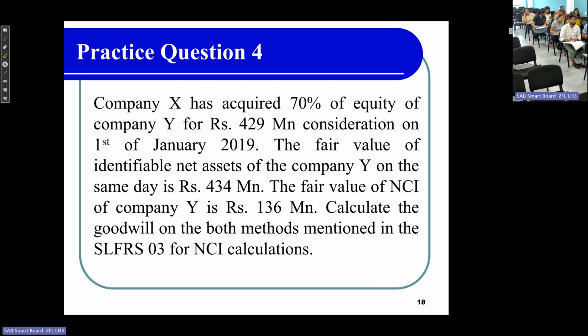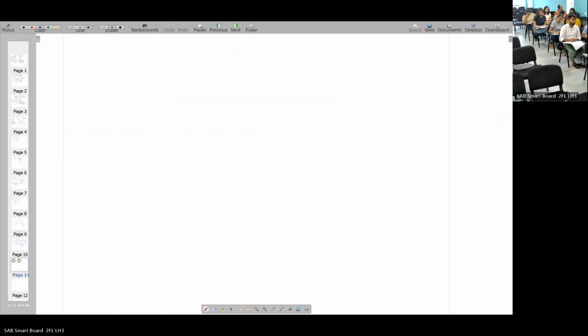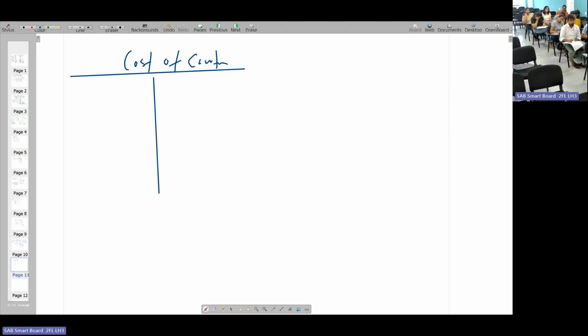Fair value of the net asset 434, ඒවා ඔළුවේ තියාගන්න. දැන් යනවා අනිත් පැත්තට, whiteboard එකට. Fair value of the NCI 136, ඒකත් ඔළුවේ තියාගන්න, right? Okay, cost of control. Practice question number 4, right.